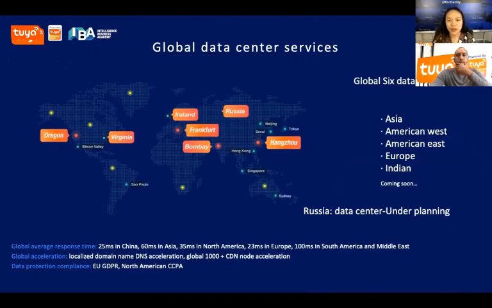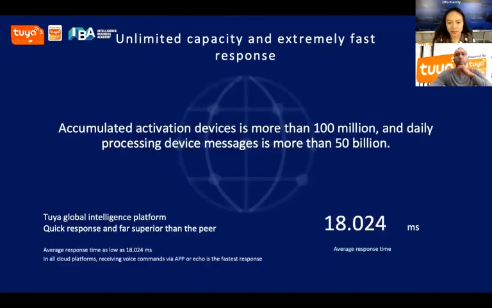Now, Tuya has 5 data centers, which are Asia, Western America, Eastern America, Europe, and India, and another Russia data center, which is in planning. You can find all of them on the map. To ensure our response time, we have more than 1,000 CDN nodes for acceleration, keeping the average response time around 18 milliseconds globally, and we also comply with the GDPR and the CCPA.